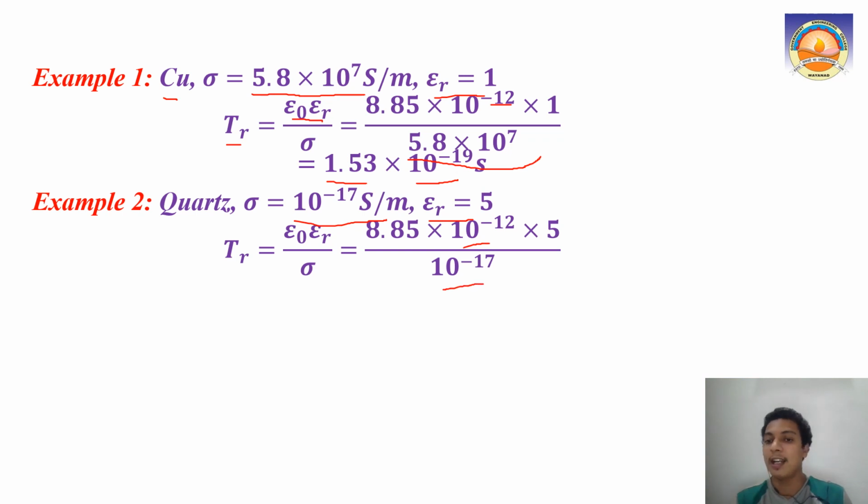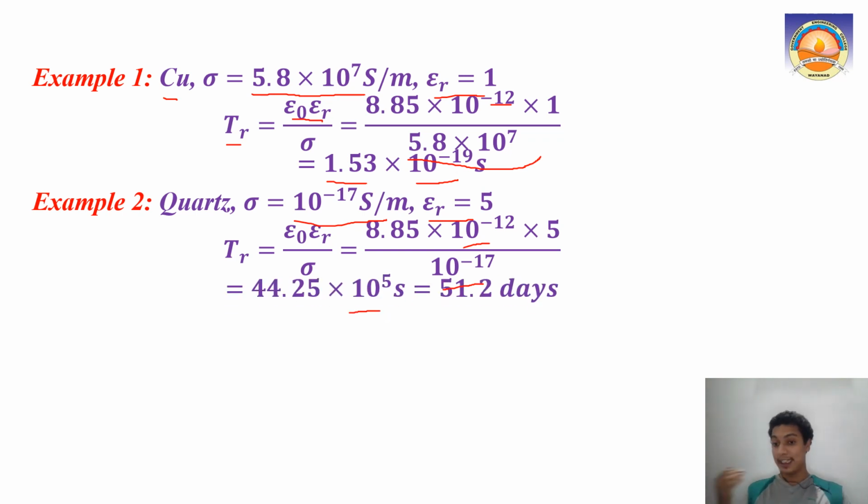This minus 17, when it comes up, it will become plus 17, and your total time will become what? In terms of 10 power 5 seconds, right? So if you divide it by 60, you will get minutes. Again divided by 60, you will get hours. Again divided by 24 hours, you will get how many days it is. So like that, if you divide, you will get 51.2 days. So once you add a small amount of charge inside a quartz crystal, it will take 51.2 days to decay to 36.8 percentage of its initial value. Means that much high. So that is what about insulators or dielectrics.